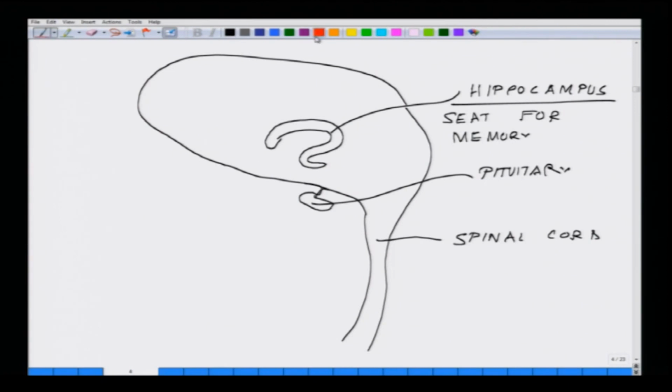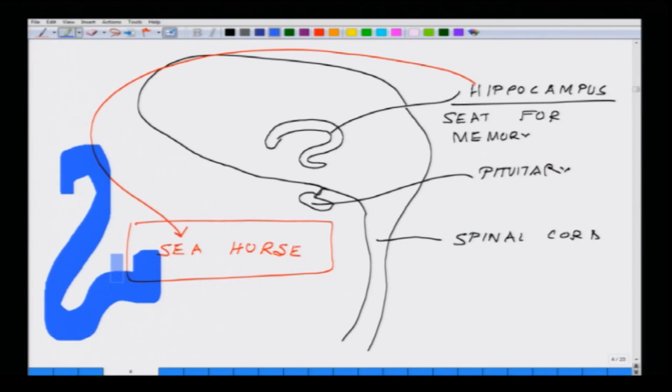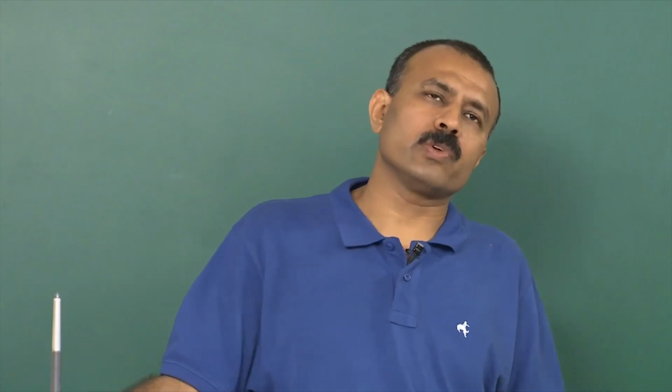The organ got its name because in Greek it is called seahorse. If you get a three-dimensional view, it almost looks like a seahorse, and that is why it got the name. You see, a seahorse. The first question is how it was discovered that it is this organ which is the seat of memory.